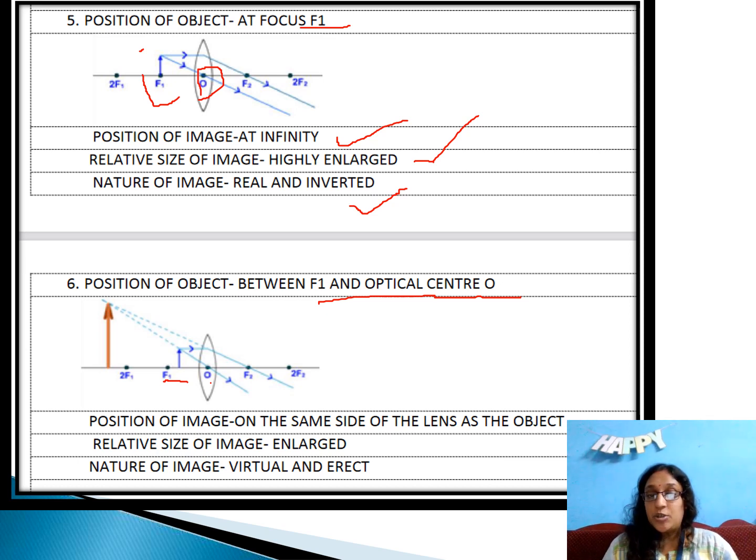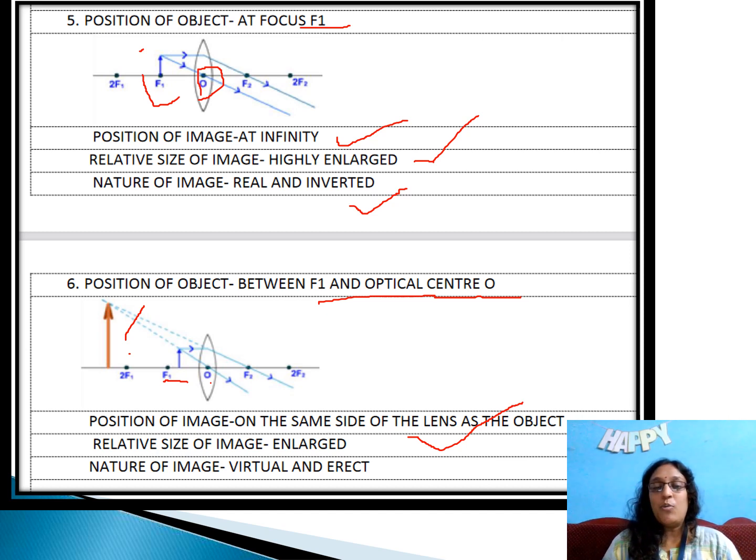Here, this dotted line symbolizes the position of the image actually. Where are you getting the image? On the same side of the lens as the object. Your object is on the same side, and the image is also on the same side. So you are getting the position of the image on the same side of the lens as the object.